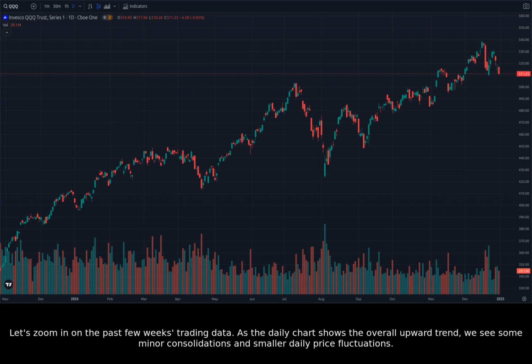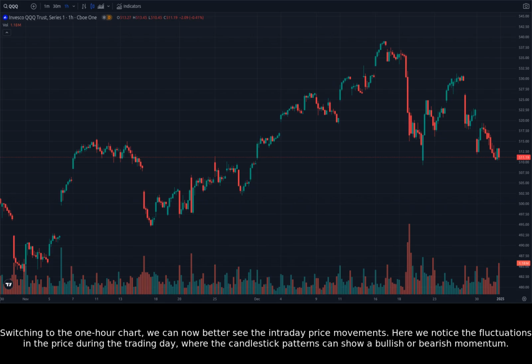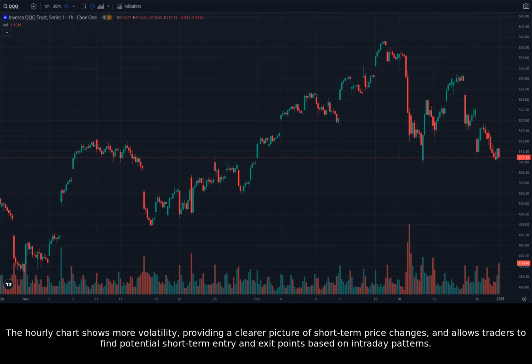Let's zoom in on the past few weeks' trading data. As the daily chart shows the overall upward trend, we see some minor consolidations and smaller daily price fluctuations. Switching to the 1-hour chart, we can now better see the intraday price movements. Here we notice the fluctuations in the price during the trading day, where the candlestick patterns can show a bullish or bearish momentum. The hourly chart shows more volatility, providing a clearer picture of short-term price changes and allows traders to find potential short-term entry and exit points based on intraday patterns.